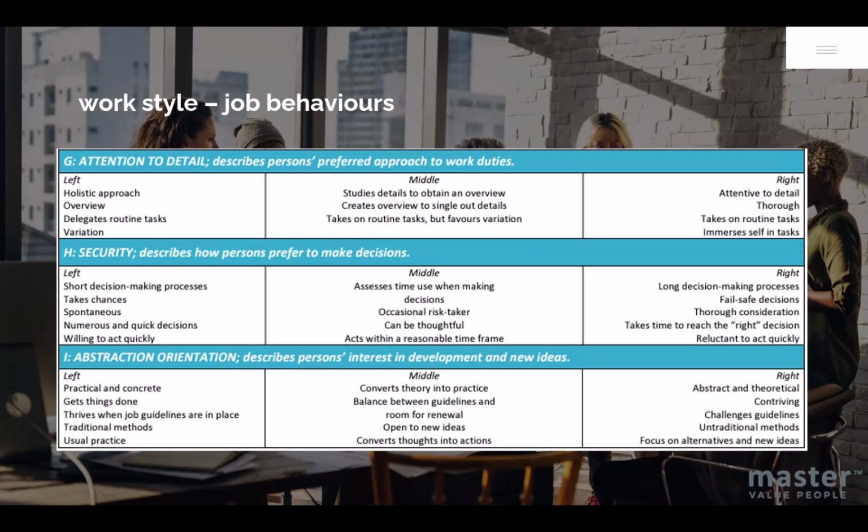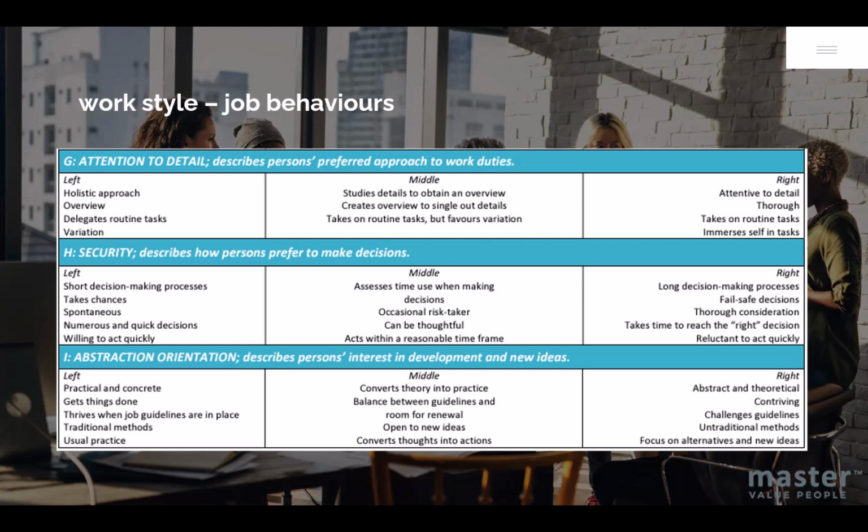Now we move on to the last group, called work style or job behaviors, starting with attention to detail. This describes how people prefer to approach work duties. As usual, we start with the left-hand side. Here we have a person who prefers the holistic approach, wants an overview, and delegates routine tasks. They enjoy variety. On the right-hand side, we have the opposite behavior. Here, the person is attentive to details and thorough. They take on routine tasks and immerse themselves in tasks, focusing on things like decimals, millimeters, precision, and perfection.